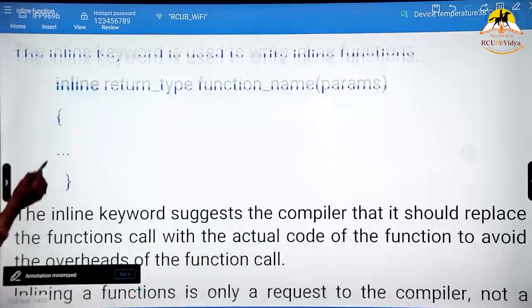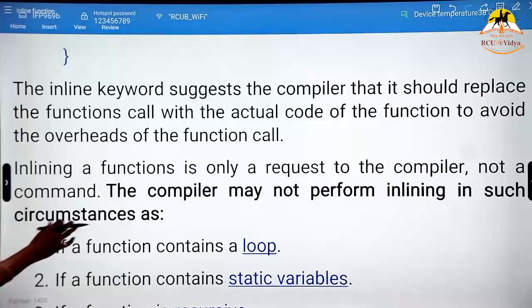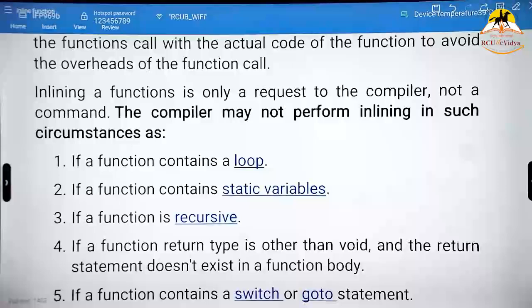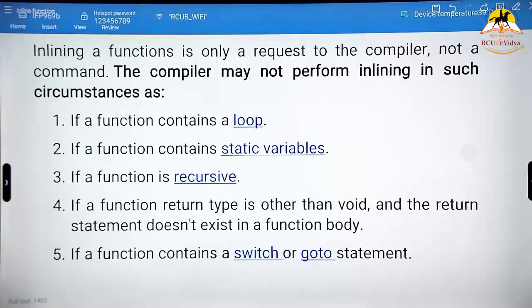Let us see. I hope you are clear with the syntax. Now, when are we not going to use a function as inline? These are the major places. If you write the keyword inline but the function contains a loop, the compiler automatically considers that function a normal function rather than an inline function. So the first is, if a function contains a loop, then it is not inline.